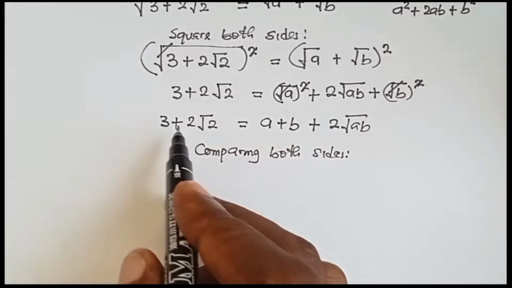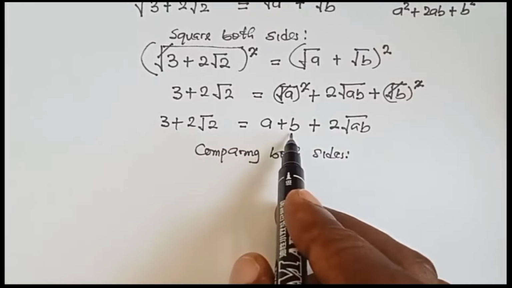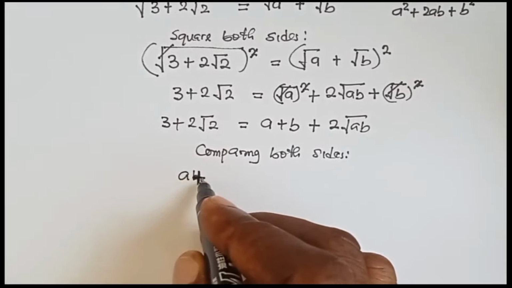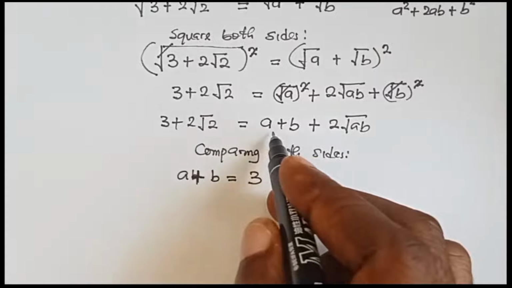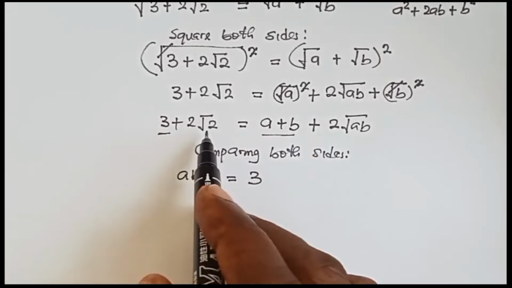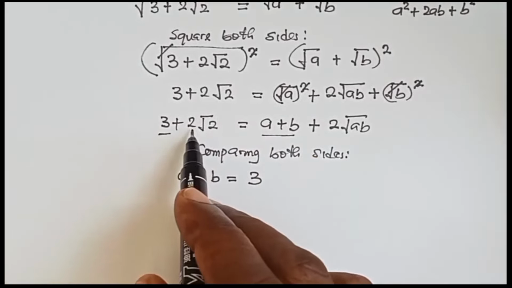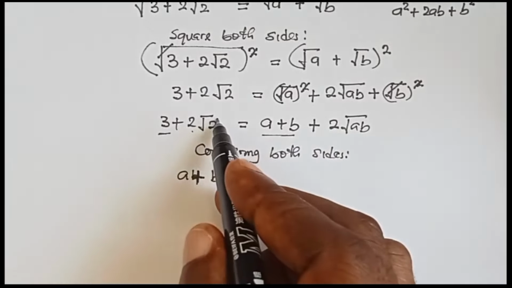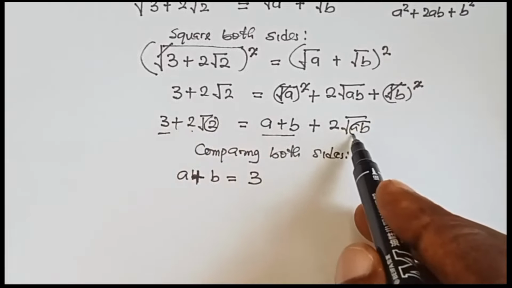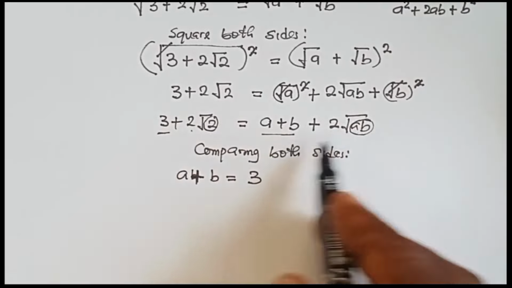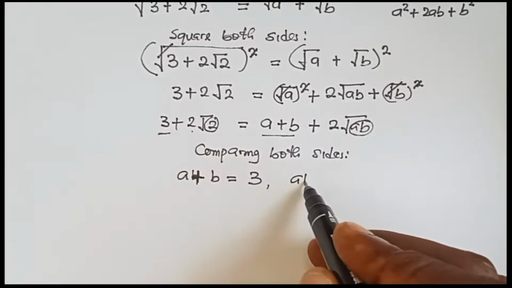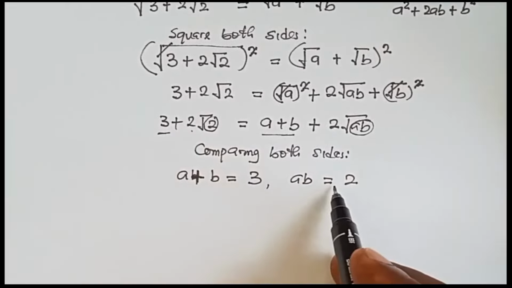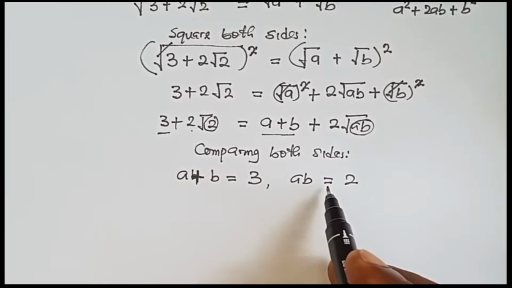When we compare both sides, it means 3 is equals to a plus b, and that gives our equation 1. a plus b equals to 3. And then when you look at this as well, we have 2 root 2, and here we have 2 root ab. That means that this 2 is this ab. So it means ab is equals to 2. So we call this equation 1, and we call this equation 2. Then we solve this simultaneously.